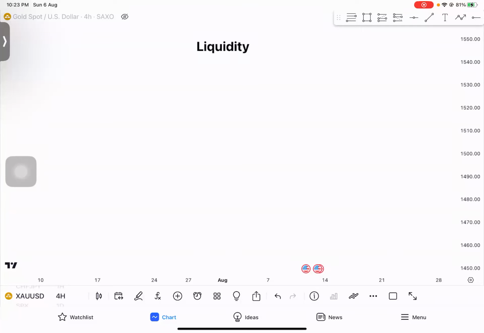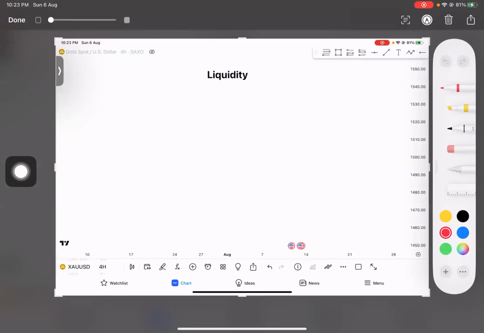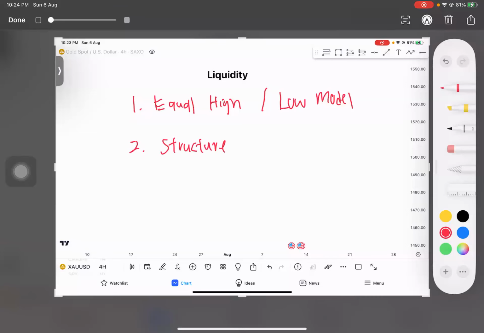Okay, so we continue on the liquidities. As I said, the liquidity model. We got 3 lah. I will talk about 3 today. The first model, the most common one, is the equal high or low model. Okay, the equal high and low model. And the second one I will talk about today is the structure high and low model.